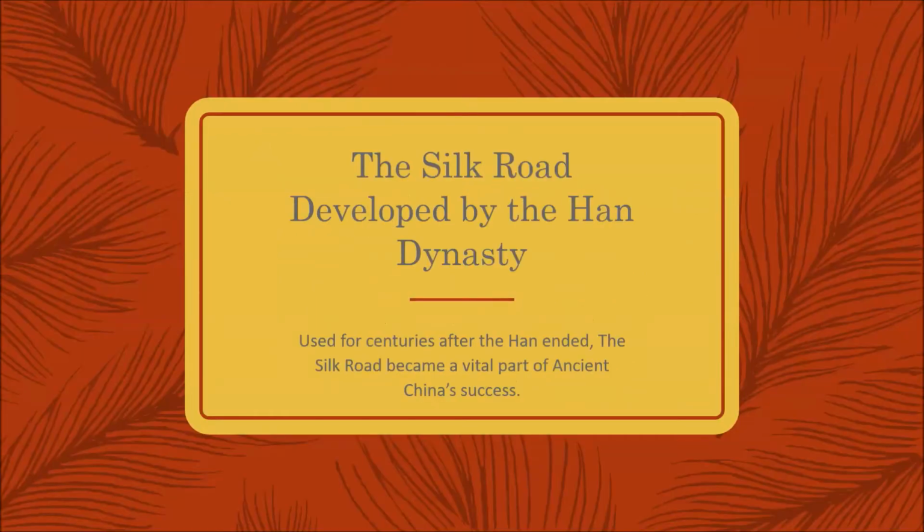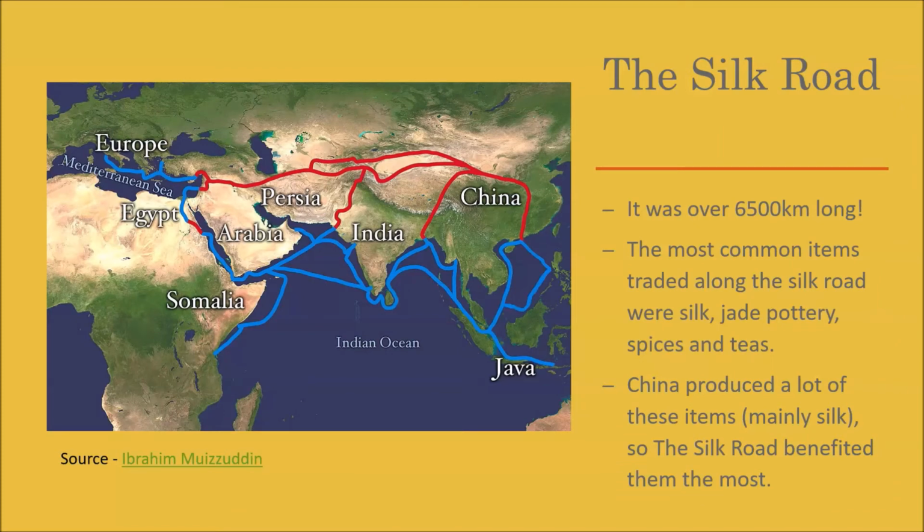Now, the Silk Road was developed by the Han Dynasty and was one of the most significant things to be made during ancient China. It was used for centuries after the Han ended, and China really benefited from the Silk Road. So it was over 6,500 kilometers long. The most common items traded on the Silk Road were silk, jade, pottery, spices, and teas. China produced a lot of these items, mainly silk, so the Silk Road benefited them the most.